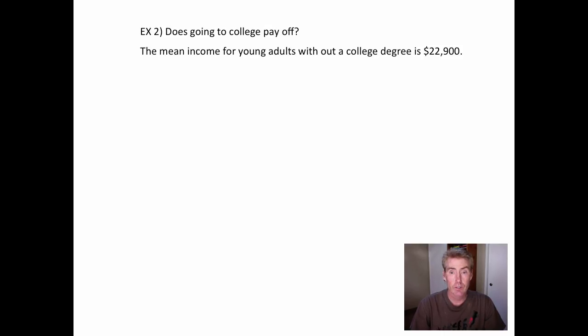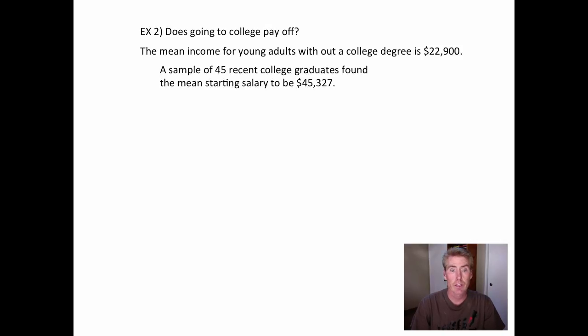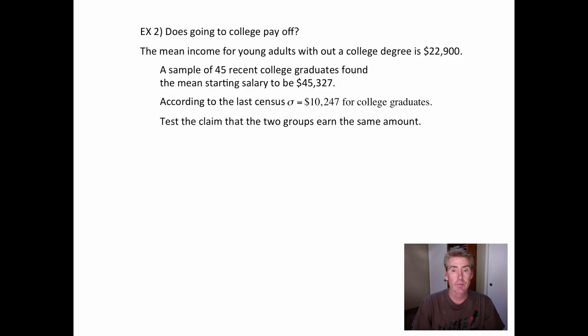The mean income for adults, I just Googled this and it was on some government website. They say for young adults, I don't know exactly what that means, 18 to 22 maybe, but anyway, it said young adults without a college degree make $22,900. Then there was a sample of 45 college graduates that found the mean starting salary to be $45,327. That's obviously a lot better than making $22,900, but is 45 people enough to actually prove anything? According to the last census, the standard deviation would be 10,247 for college graduates. So there we go. Test the claim that the two groups make the same amount.